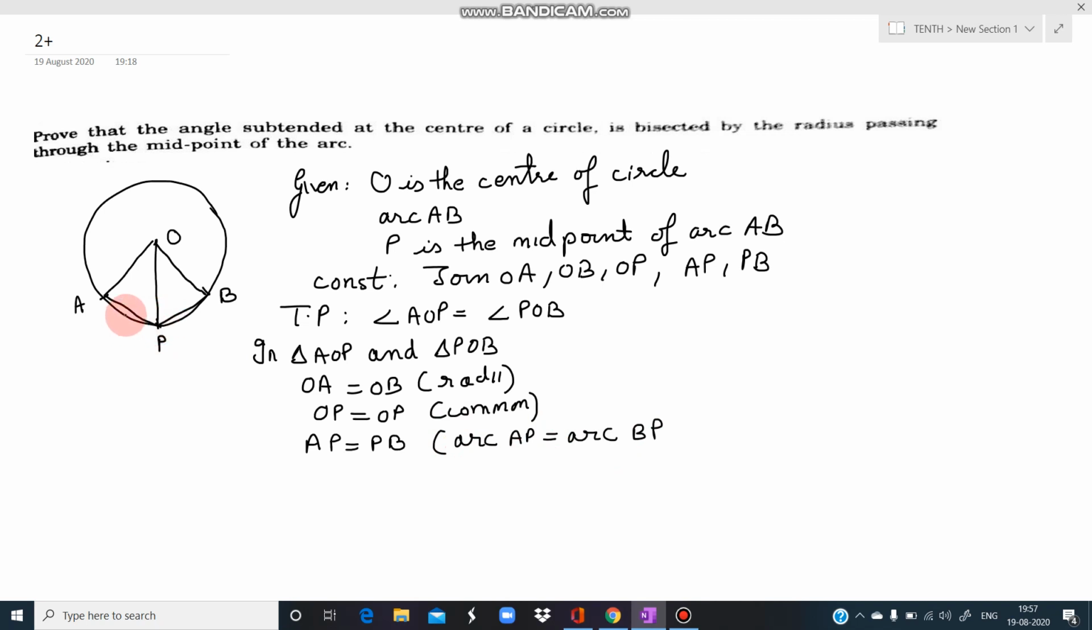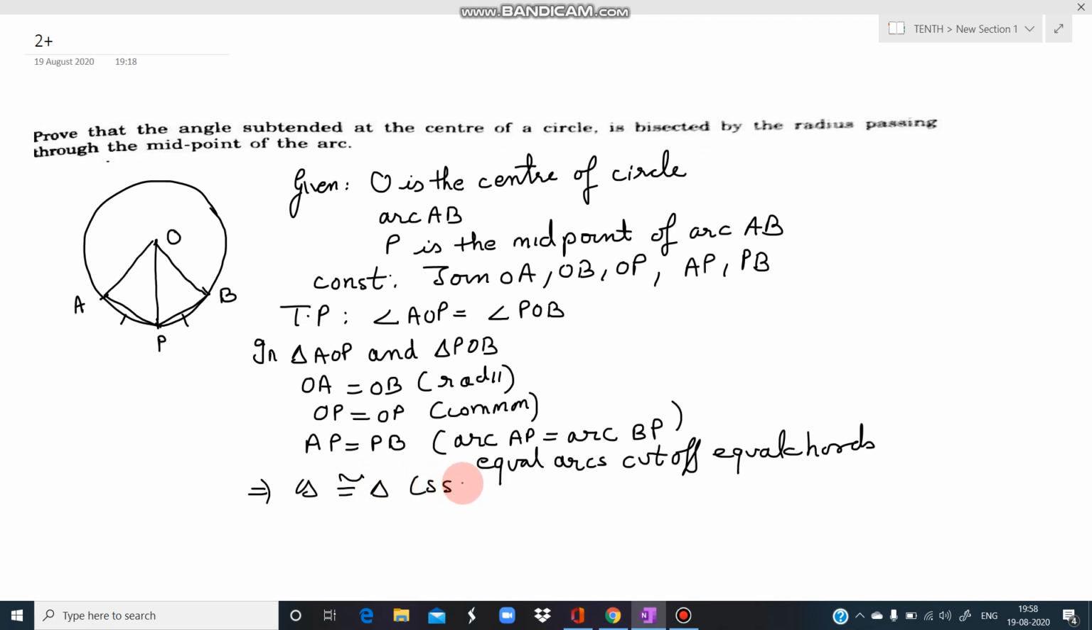क्योंकि P जो है वो mid point है of the arc AP and PB. And here we are going to write the reason also, that equal arcs, they cut off equal chords. Isn't it? We have done that result. अगर chords equal हैं, they will cut off equal arcs, और अगर arcs equal हैं, they will cut off equal chords. So from here we are getting that these two triangles, they are congruent by side, and hence angle AOP is equal to angle BOP by CPCT, and hence it is proved.